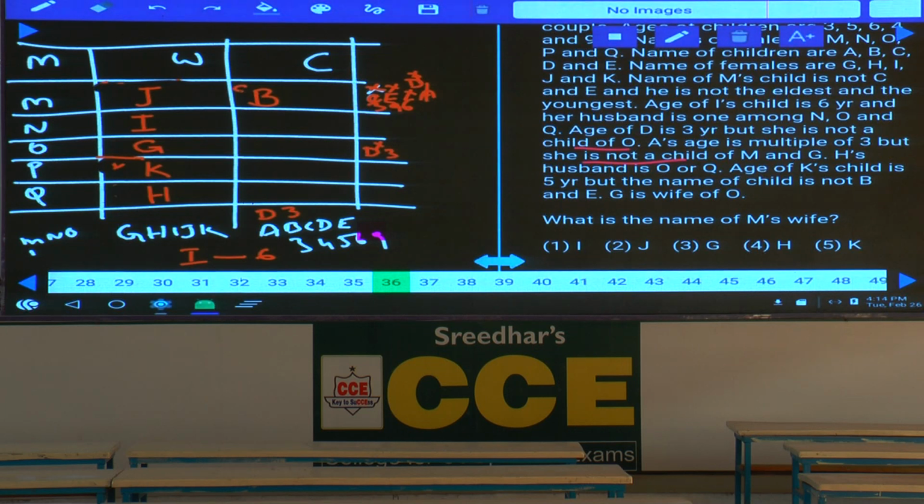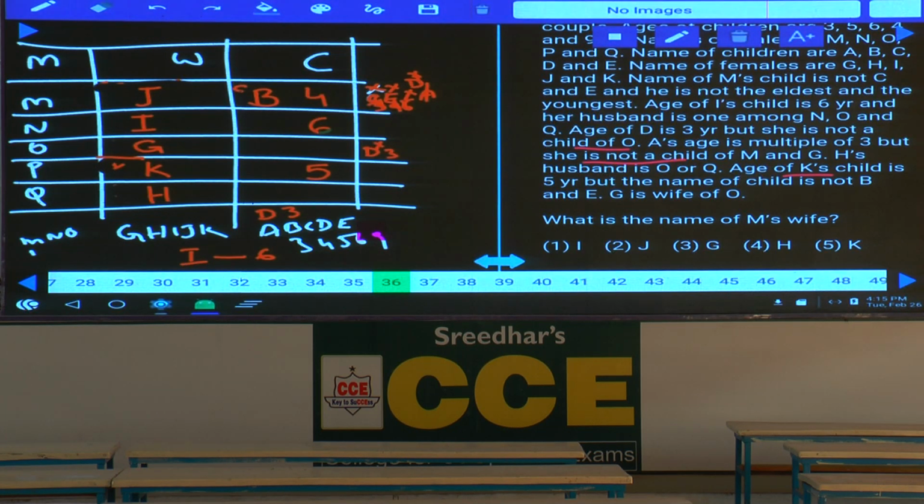Done with this? Then I's child is 6 years old, and this B cannot be, B's child cannot be 3, 6 and 9, and this person must be either 5 or 4. Age of K's child is 5 years. 5 is here. If 5 is here, hence this cannot be 3, 6, 9, or 5. Hence B is 4 years old. 4, 6, 5 done. Then A's age is a multiple of 3.